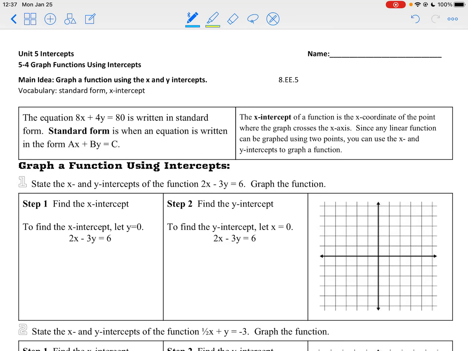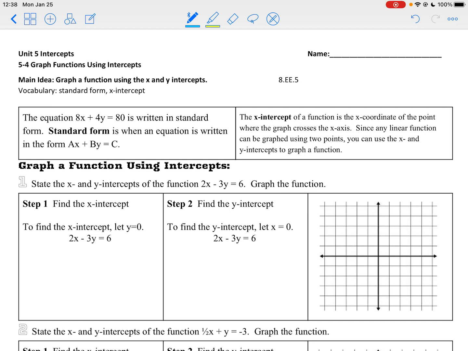We've worked with standard form in the past, but we took standard form and we solved the equation for y so that we could put it into slope-intercept form. The reason we did that is because slope-intercept form has two numbers that jump out right from the equation that tell us information about the graph. So slope-intercept form tells us the slope and the y-intercept.